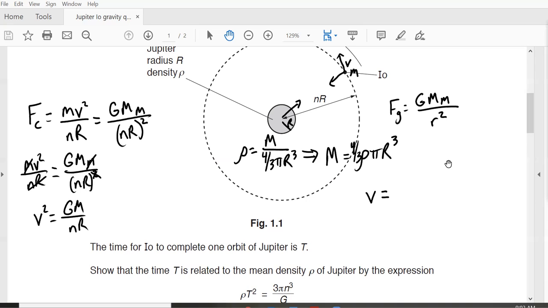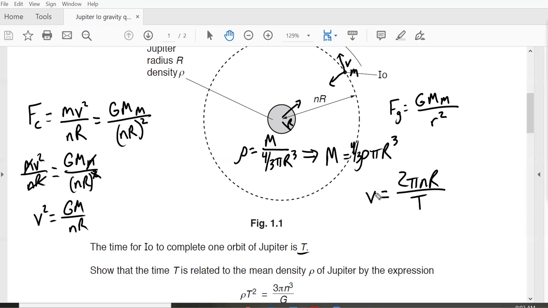All right, I had to puzzle through that one a bit, but if you think about circular orbit, it's 2 pi r. Now, r here is going to be nr, right? So it's the circumference of this circle, which has radius nr. So circumference is 2 pi r. That's the distance traveled, and the time that they tell us right here is t, the time for Io to orbit.